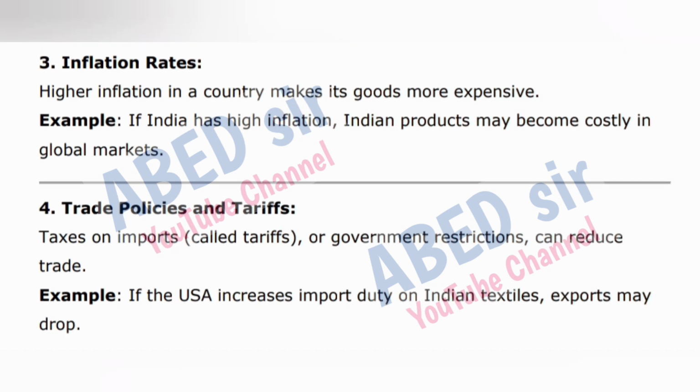3. Inflation rates. Higher inflation in a country makes its goods more expensive. Example, if India has high inflation, Indian products may become costly in global markets. 4. Trade policies and tariffs. Taxes on imports, called tariffs, or government restrictions, can reduce trade. Example, if the USA increases import duty on Indian textiles, exports may drop.